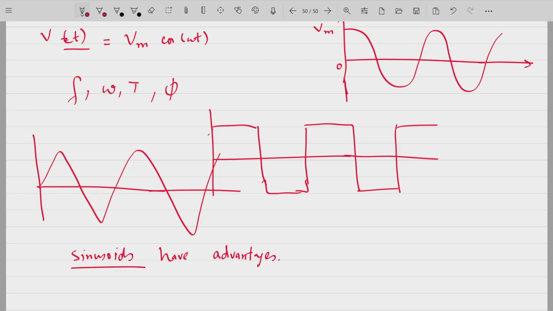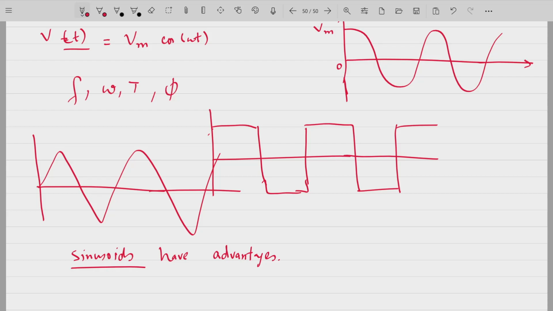So firstly, generation of sinusoidal waveforms is much easier as compared to generation of a square waveform or a triangular waveform. Then secondly, a sinusoidal waveform is much easier to handle mathematically as compared to a square waveform or a triangular waveform. Sine functions, cosine functions, we have trigonometric equations. We have sufficient knowledge about trigonometric equations, a number of equations that can help us in mathematical analysis of sinusoidal functions.